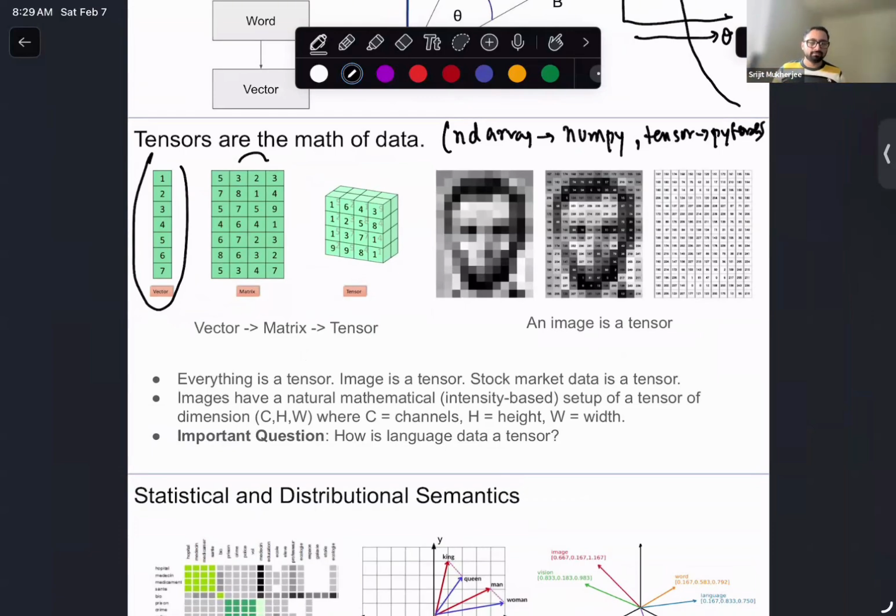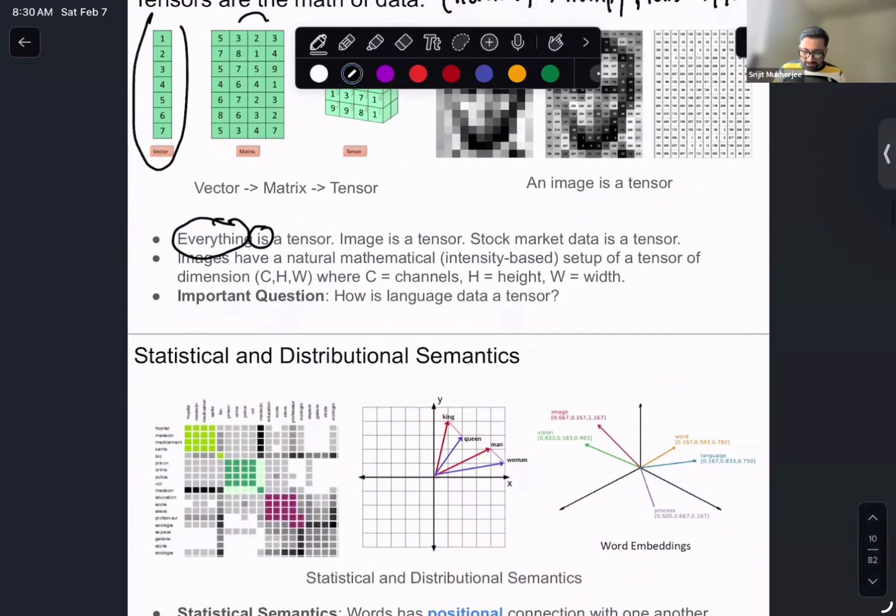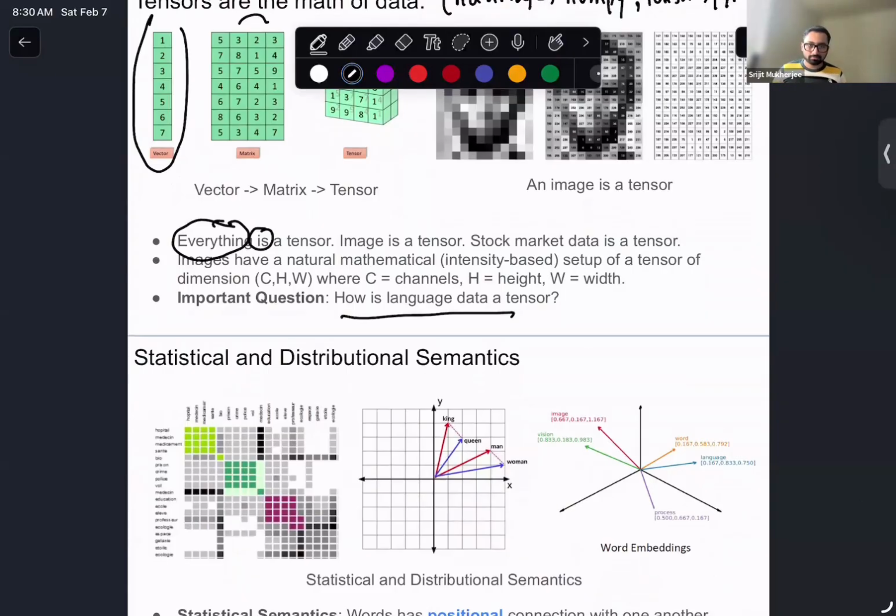So a tensor is everything. Stock market data is a tensor. Language data is a tensor. Let's say each word is an n-dimensional vector, and there is a time component to it, that each word is coming. So it's two-dimensional, you can say. That's it. So as I said, that is how language data is a tensor. It's in that format.